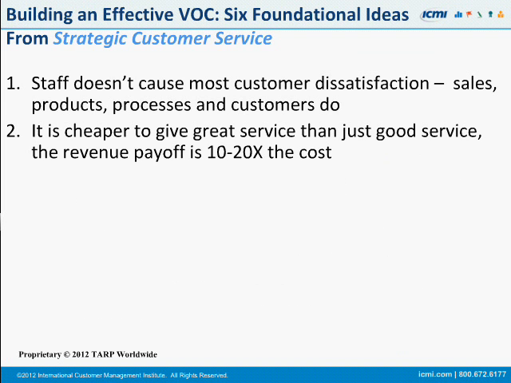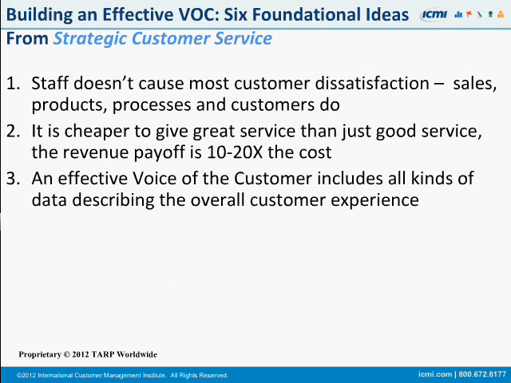Also, it's cheaper to give really great service than just good service because the revenue and word-of-mouth implications of better service and quality are 10 to 20 times the investment you have to make.